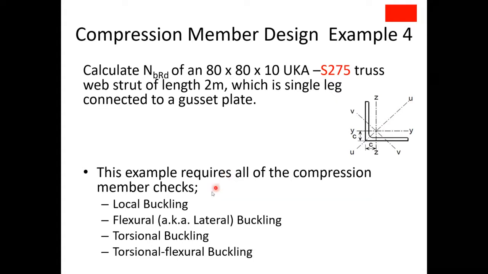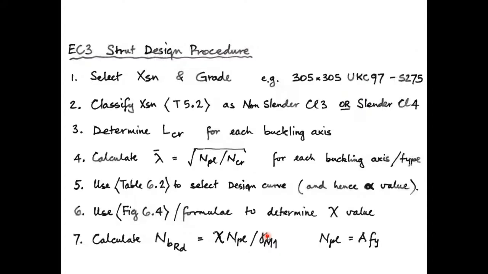Okay, so we're going to have to do 4 checks. Check for local buckling, flexural, also known as lateral buckling, torsional buckling, and torsional-flexural buckling. So that's the 4 checks we're going to do. We'll step through the standard Eurocode 3 design procedure, where we first select the section and the grade.